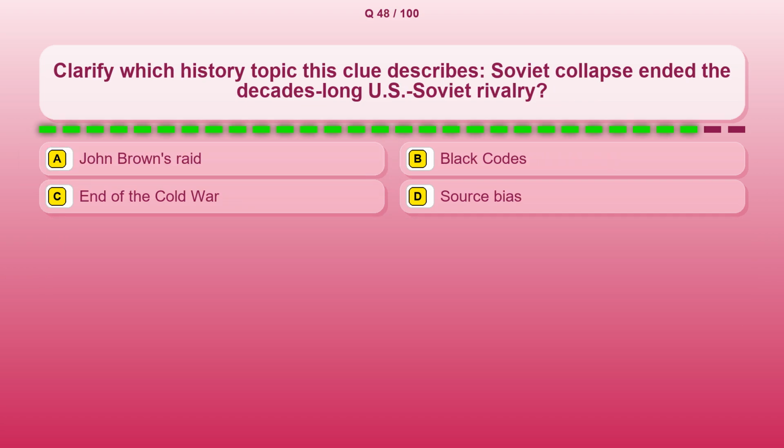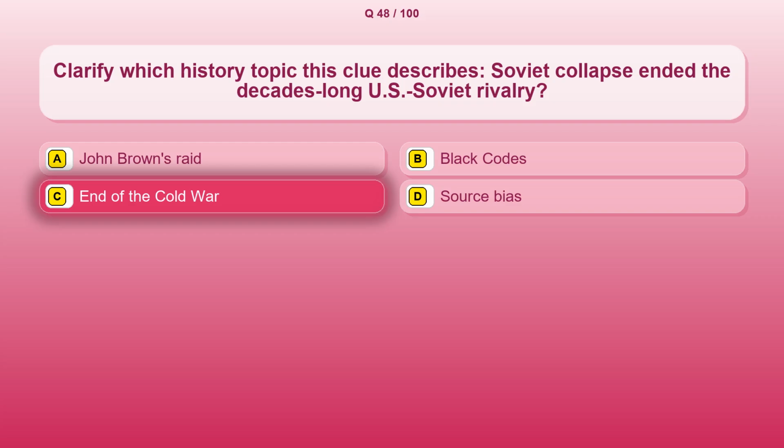Question 48. Clarify which history topic this clue describes. Soviet collapse ended the decades-long US-Soviet rivalry. Option A, John Brown's raid. Option B, Black Codes. Option C, end of the Cold War. Option D, source bias.